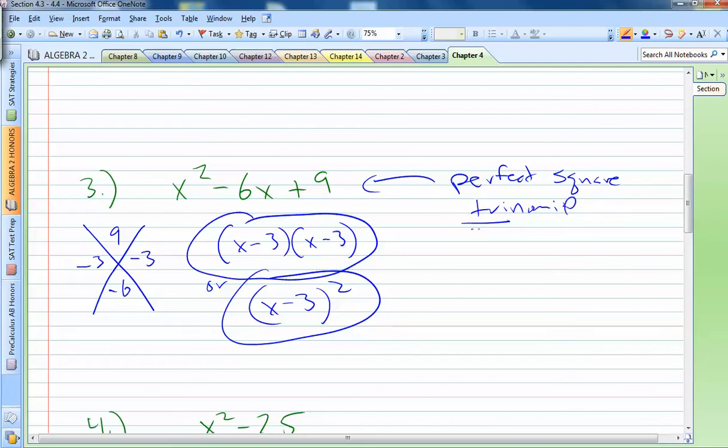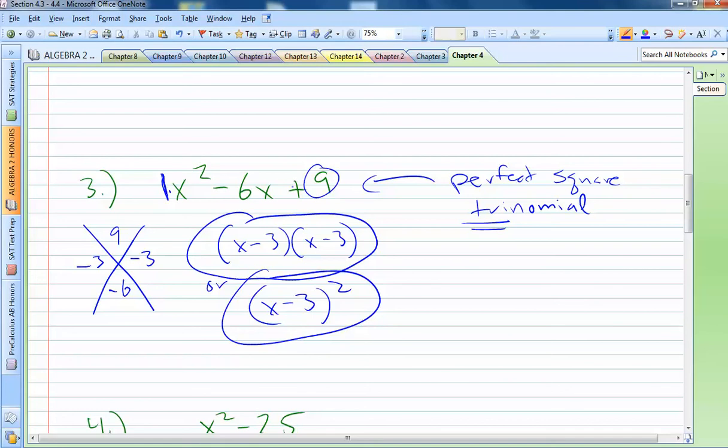Tri, because it's 3 terms. Trinomial. And perfect square, because 1 is a perfect square right here. 9 is a perfect square right there. And when we FOIL it, we wind up getting the same thing.